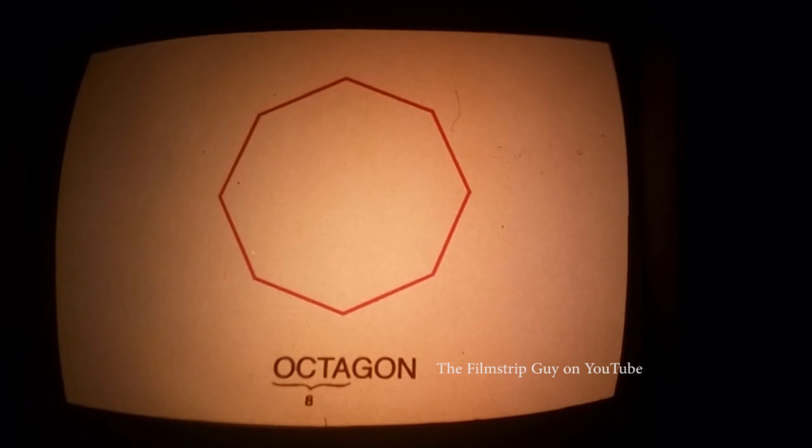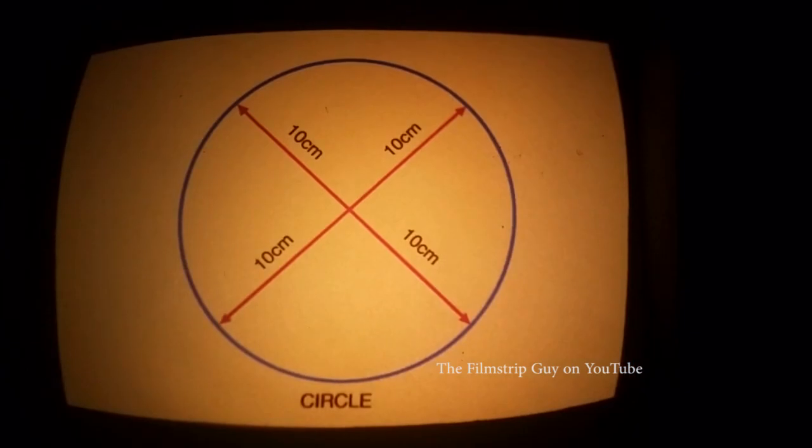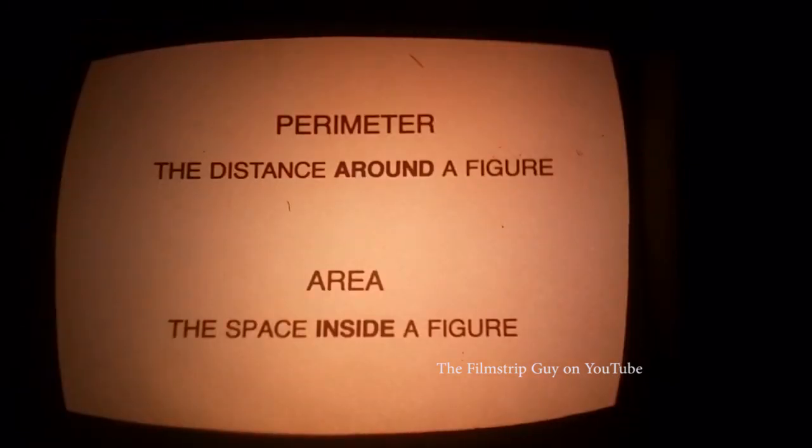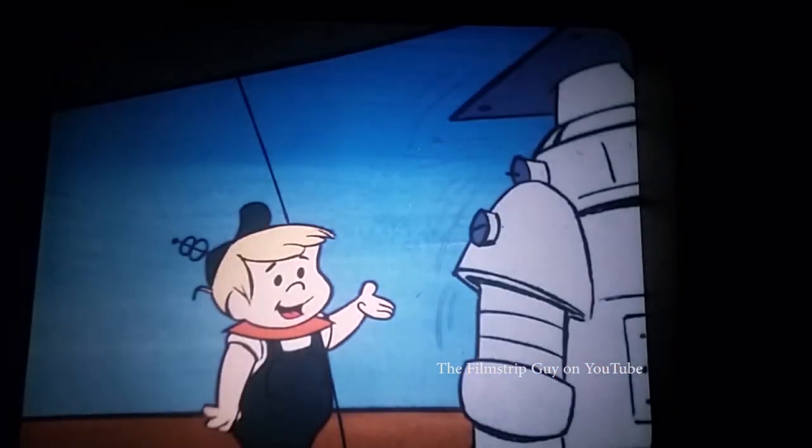Polygons with more than four sides are named with a prefix indicating the number of sides. The names end in A-G-O-N. A circle is a closed curve. All points on the curve are equal distance from the center point. Perimeter is the distance around a figure. Area is the amount of space which a figure occupies. End of review.